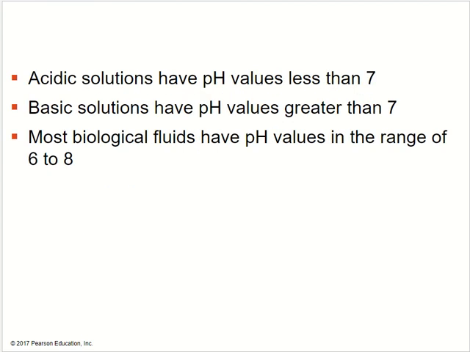Acidic solutions have pH values that are less than 7, usually between 0 and 6.9, but they can go below 0 for very strange chemistries. And basic solutions have pHs that are greater than 7. Usually we think of the pH scale going from 0 to 14, but those aren't definitive ends of the pH scale. Most biological fluids in our bodies have pH values that range from 6 to 8.